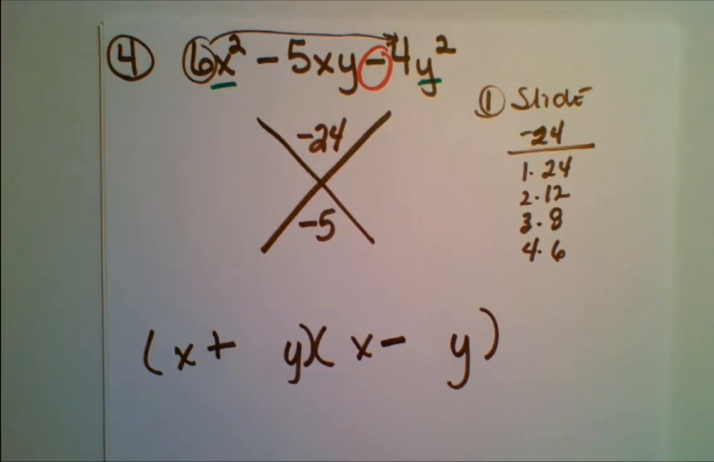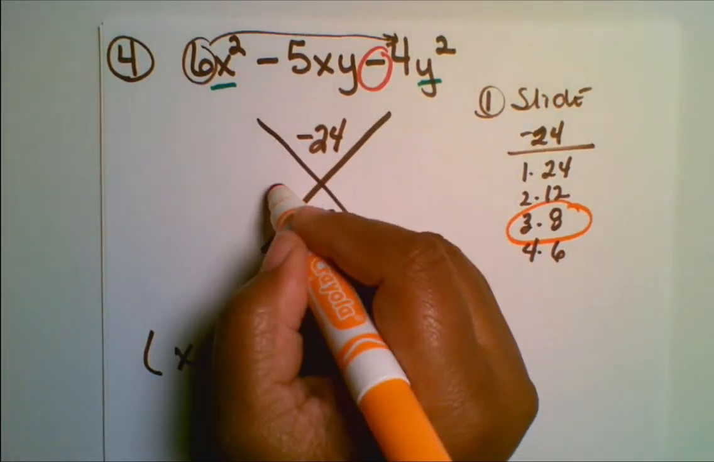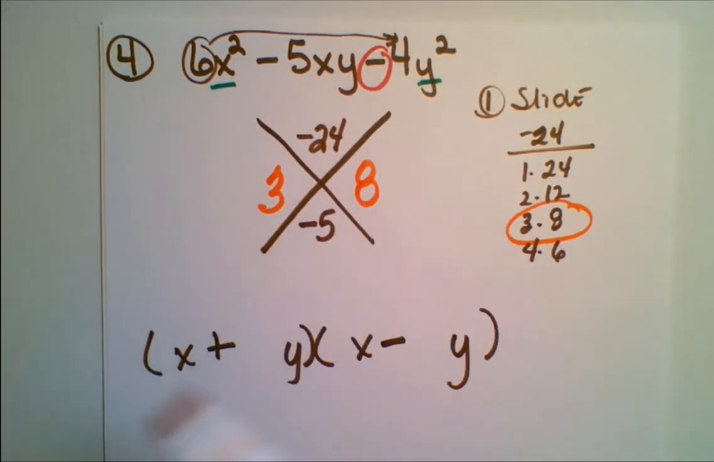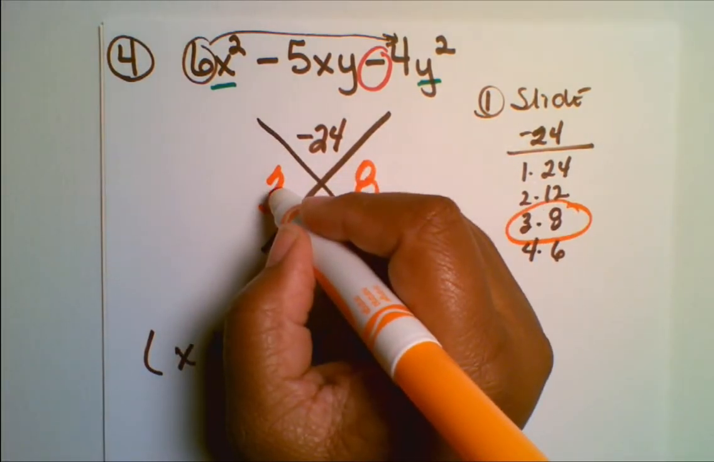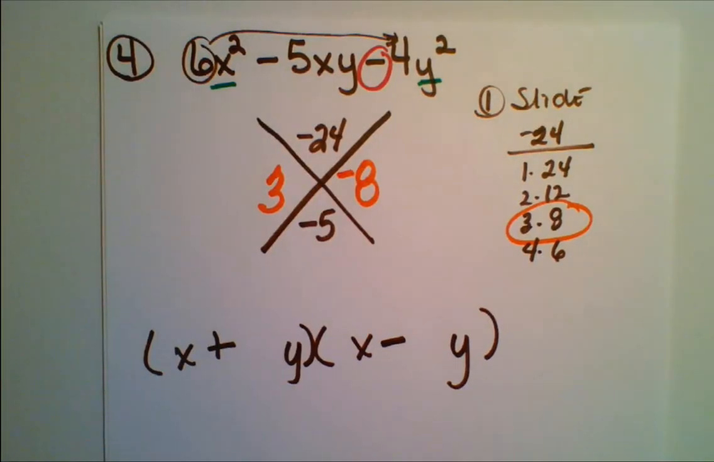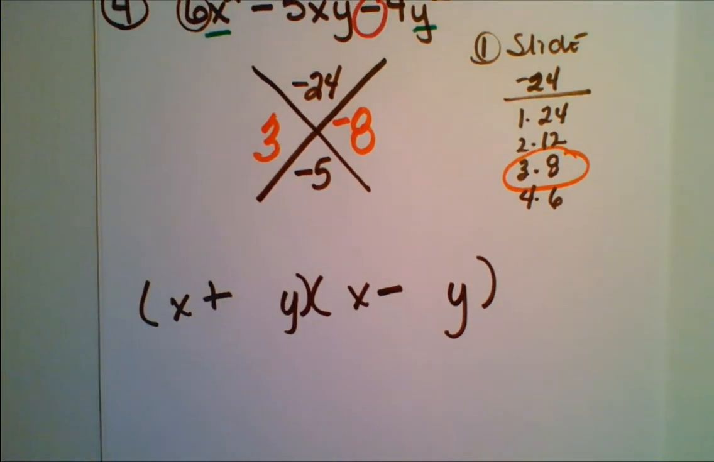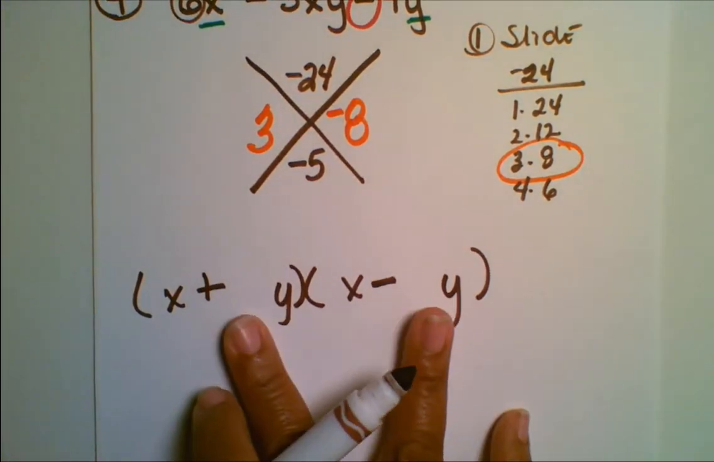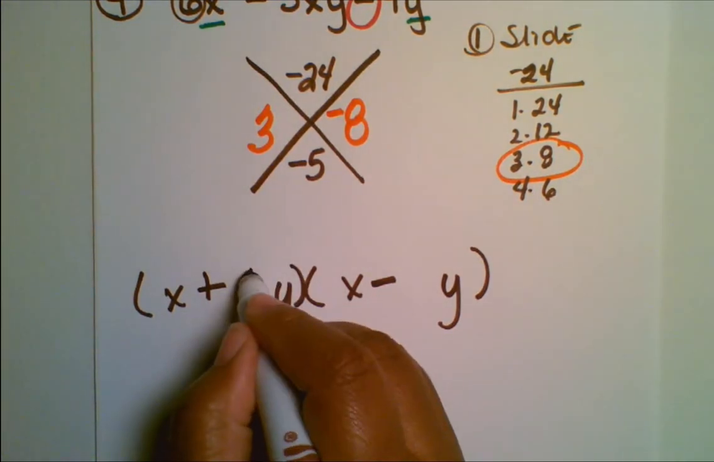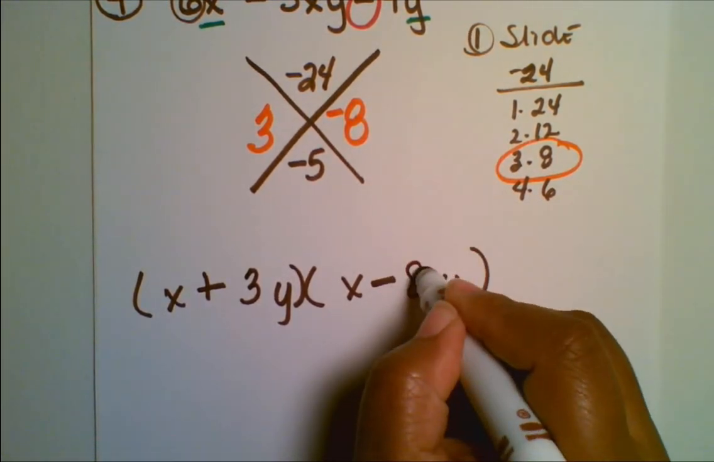Which factors will you use? The 3 and the 8. But which number has to be positive? Which number has to be negative when you add? The 3 has to be positive. The 8 must be negative. 3 plus negative 8 gives us negative 5. So when we fill in our parentheses for the last term, 3 goes to the positive, 8 goes to the negative.